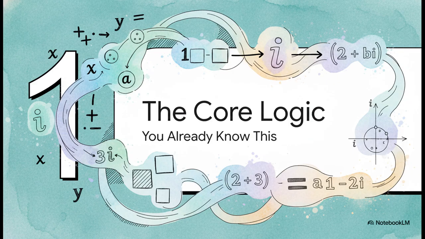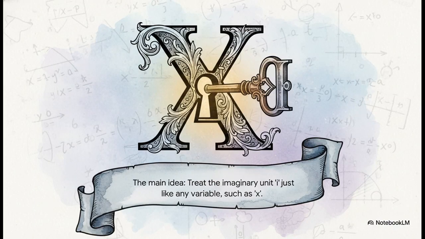At its heart, this is all about combining like terms. Seriously, it's a skill you've been using for years. We're just giving it a new coat of paint. Here is the absolute main idea, the big trick. When you're adding and subtracting these things, just pretend that i is any old variable, like x. That's it. Don't let the word imaginary throw you off. Just focus on grouping together the stuff that looks alike.